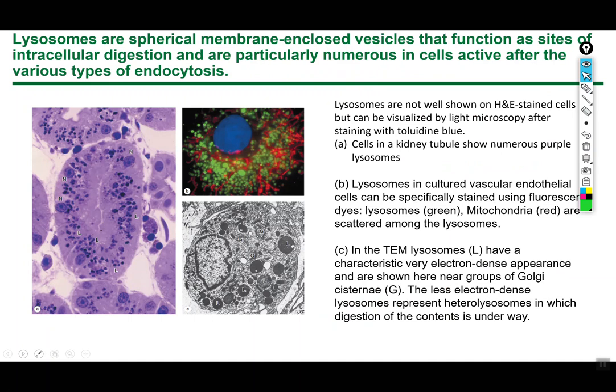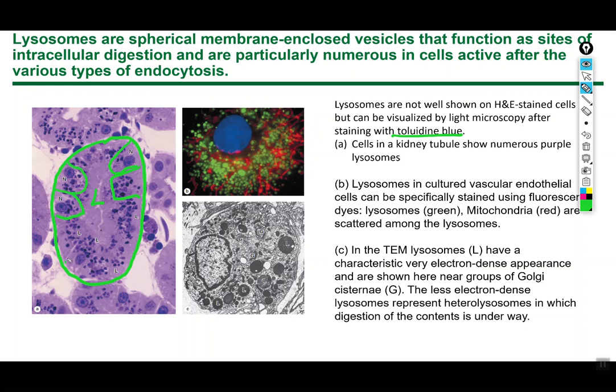So lysosomes don't show up very well on H&E stains, but if you additionally stain with toluidine blue, you can actually see them because toluidine blue likes to react with the stuff that's inside of lysosomes. So here again is a kidney tubule. So just to give you a hint about what you're looking at, this whole thing is the kidney tubule. This is the lumen. And then here's a cell, here's a cell, here's a cell, here's a cell.